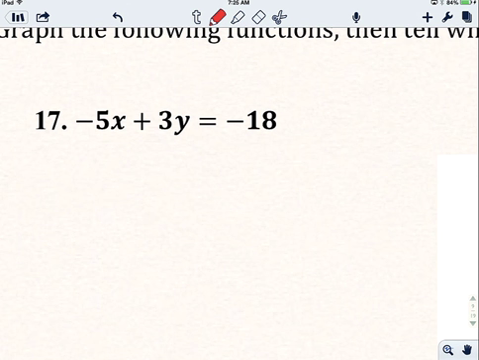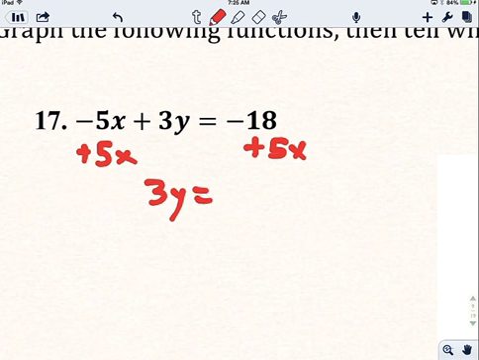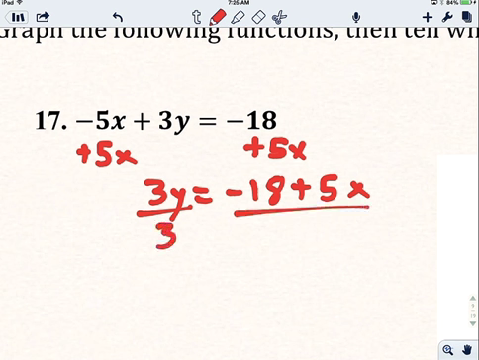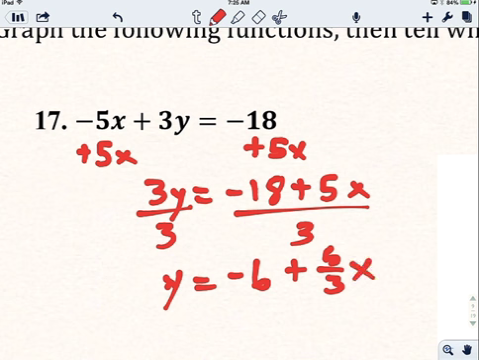In order to solve for y, we've got to get rid of x and then get rid of this positive 3. So I'm going to take two steps. I'll add 5x to both sides, and so I get 3y is equal to negative 18 plus 5x. They stay separate because they are not like terms. Then I divide by 3 to get rid of the number next to y, and so I get y is equal to negative 18 over 3, which is negative 6, plus 5/3 x.